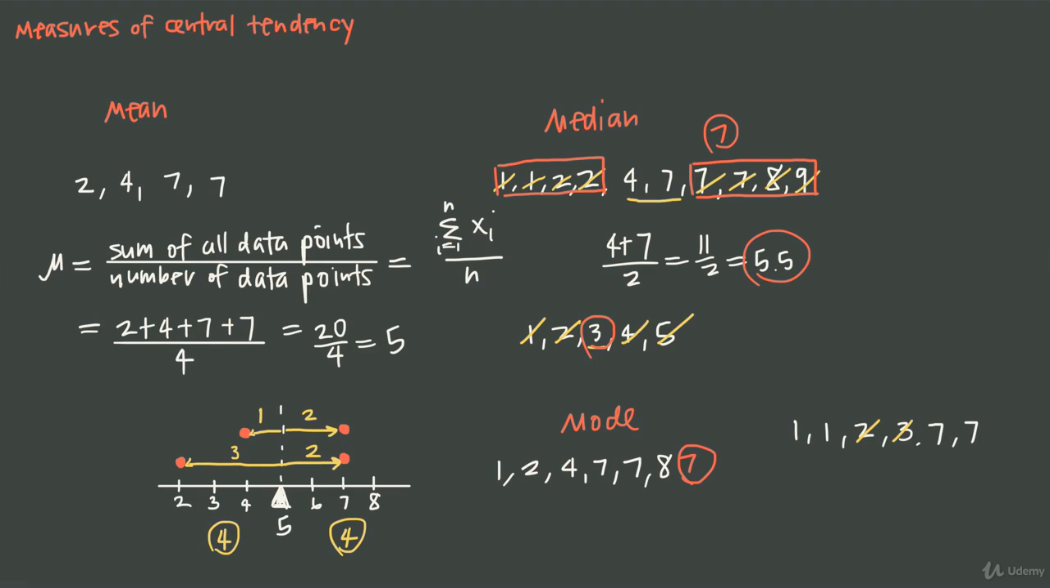You can either say that this set has no mode because there's no clear winner. 7 does not occur more than 1. 1 does not occur more than 7. There's no single number that occurs more than every other number in the set. And so we just say the set does not have a mode. It doesn't have a clear winner. And that would be okay.